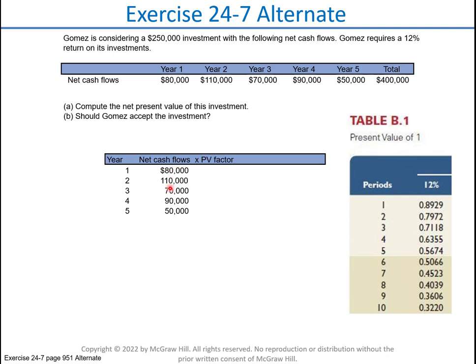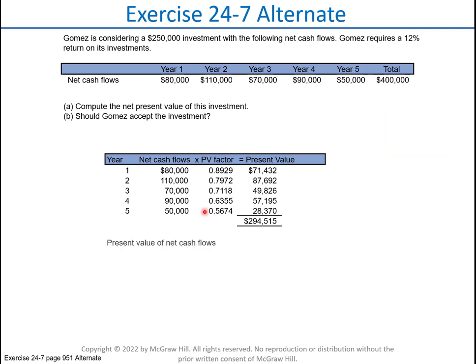And for each of these periods, we want to pick up at 12%, because it says they require a 12% return. This is just a small snapshot of the 12% column from table B1. Each of these numbers we want to put over here for the present value factor. Multiply, and then we'll add them together. 294, and then we subtract the cost of the initial investment of $250.